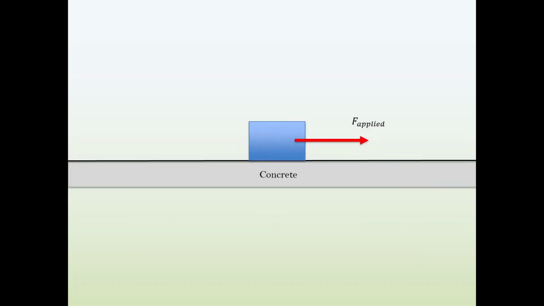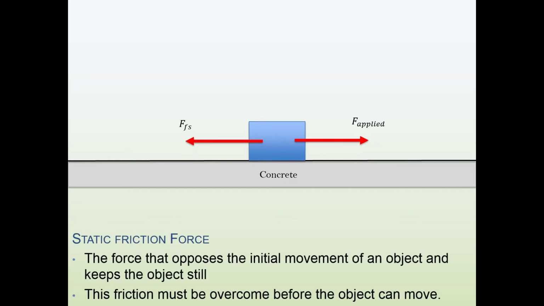So what was the reason for the fridge not moving across concrete? This leads us to our first type of friction, static friction. Static friction force opposes the initial movement of an object and keeps the object still. This friction must be overcome before the object can move.